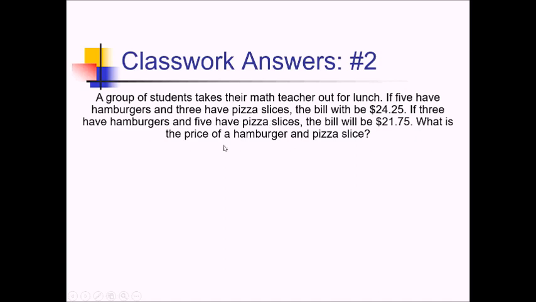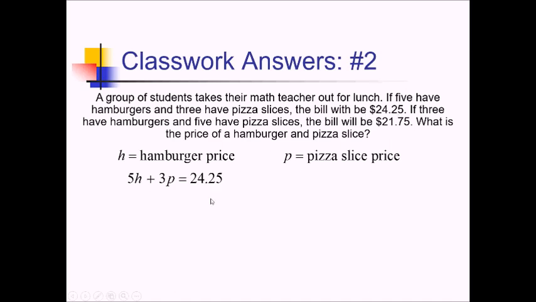First, let's come up with some variables for the things we're looking for. The price of a hamburger, we're going to represent that with H, and the price of a pizza slice we'll represent with P. So one equation that I can write, using the value of that first bill with 5 hamburgers and 3 pizza slices: the value of all 5 hamburgers is 5 times the price of 1 hamburger, so 5 times H. And I add to that the price of the 3 pizza slices, so 3 times P. If I add that together, then that should all add up to 24.25.